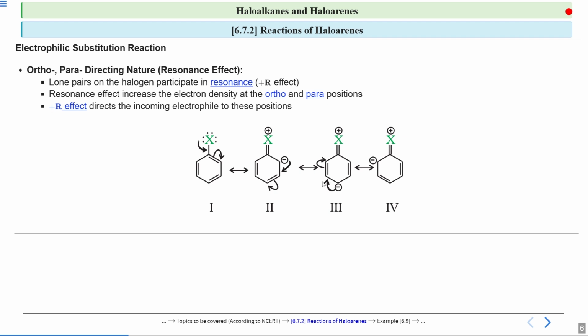So due to this factor, that the lone pairs of the halogen participate in the resonance, showing the plus R effect, the electron density increases at the ortho and para positions. Due to this, the incoming electrophile will be directed to the ortho position and the para position. This and this are the meta positions, which will not be affected by the resonance.